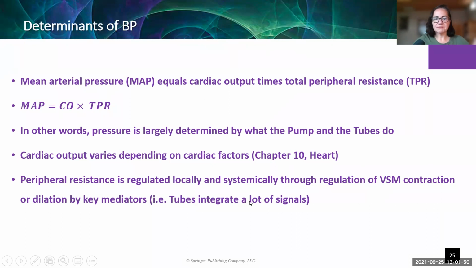Peripheral resistance, we said, is this vascular smooth muscle contraction and dilation. So the tubes have to integrate a lot of different signals. There's going to be stuff happening locally. There's going to be signals coming from the nervous system. There's going to be other signals from hormones, signals like angiotensin. There's also some vasopressin going to be playing a role. And so the blood vessels integrate all that information and come up with some compromise amount of contraction.